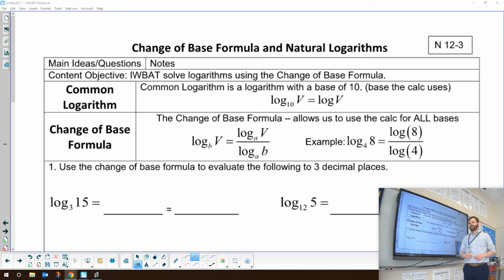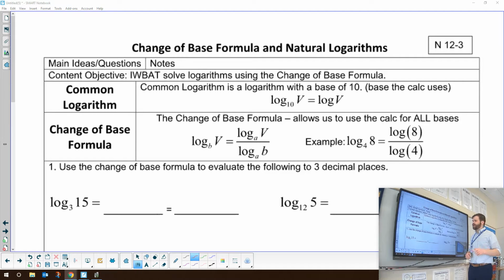Hey guys, today we're going to be talking about how to use logarithms to solve for that missing exponent. Yesterday we solved some where the base was missing, where the value was missing. Well, we're finally going to learn how to solve for when the exponent is missing.